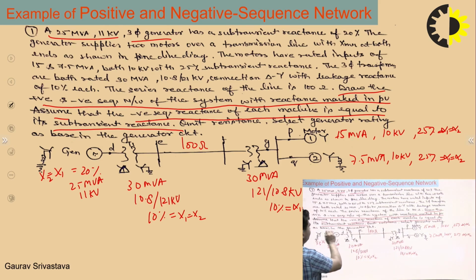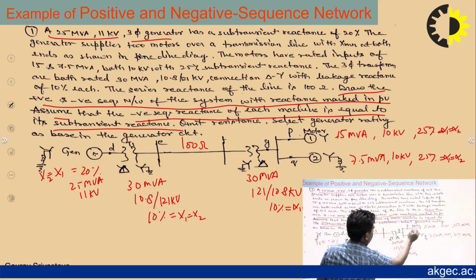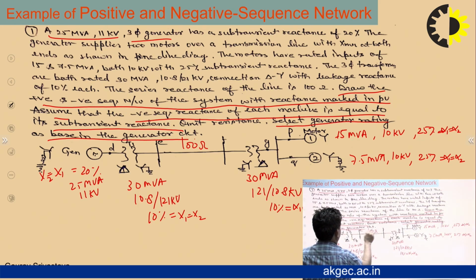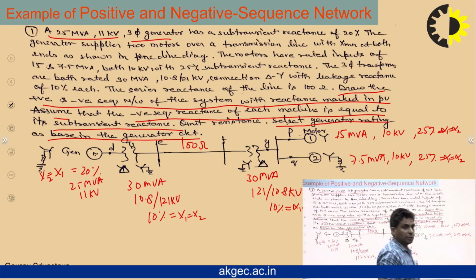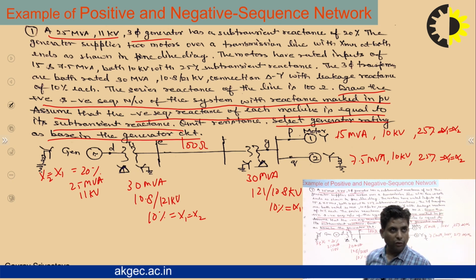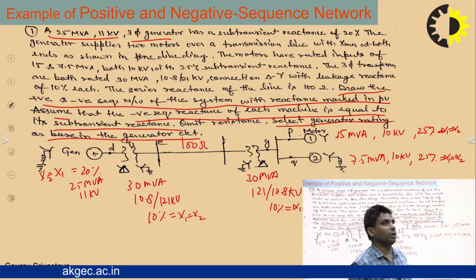And also omit resistance, select the generator rating as the base in the generator rating. Okay, in the generator circuit, its values are given, different voltages are given. We have to find out the positive and the negative sequence network.